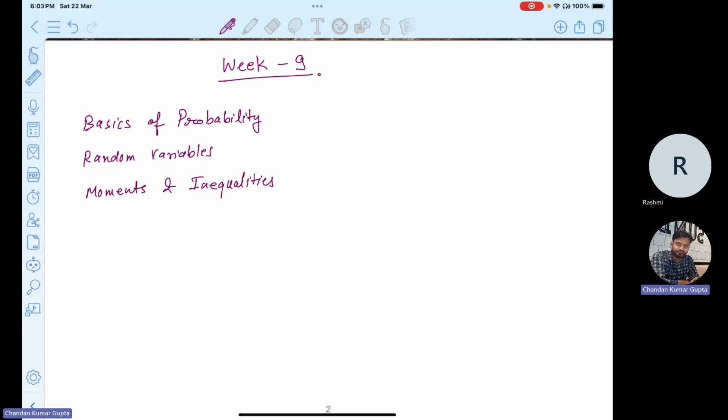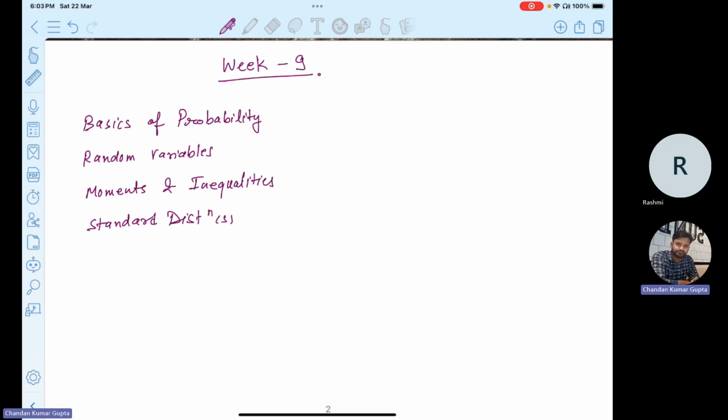Then we discussed different discrete and continuous standard distributions, like Poisson, Bernoulli, binomial, negative binomial, geometric, and then the continuous distributions as well, like normal, exponential, gamma, beta, Weibull, etc.